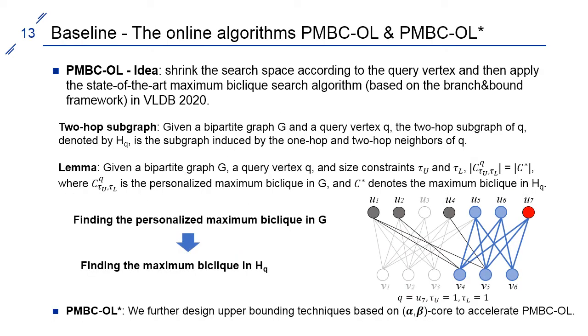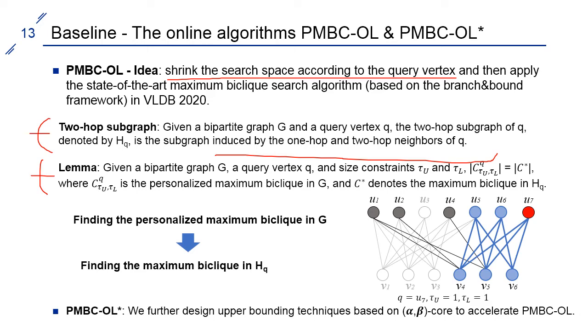Based on the branch and bound paradigm, the online algorithm for personalized maximum biclique search can be designed as follows. We can first shrink the search space according to the query vertex, and then apply the state-of-the-art maximum biclique search algorithm from VLDB 2020. This idea is based on the definition of the two-hop subgraph. Given a bipartite graph G and a query vertex, the two-hop subgraph of this query vertex is the subgraph induced by the one-hop and two-hop neighbors of this query vertex.